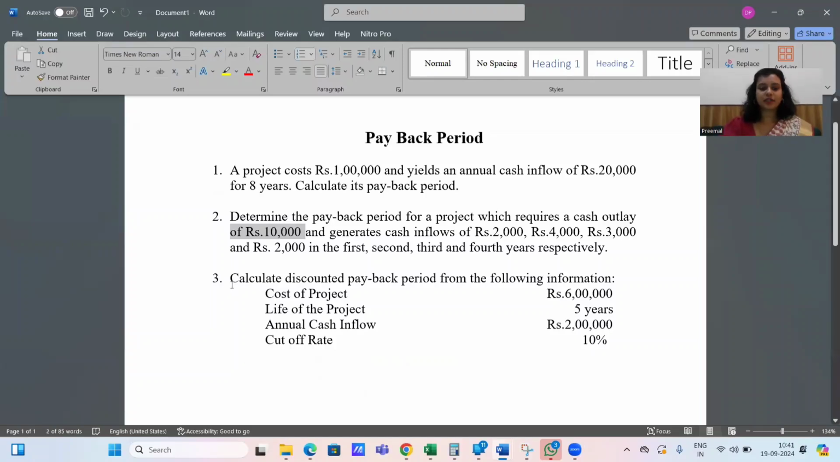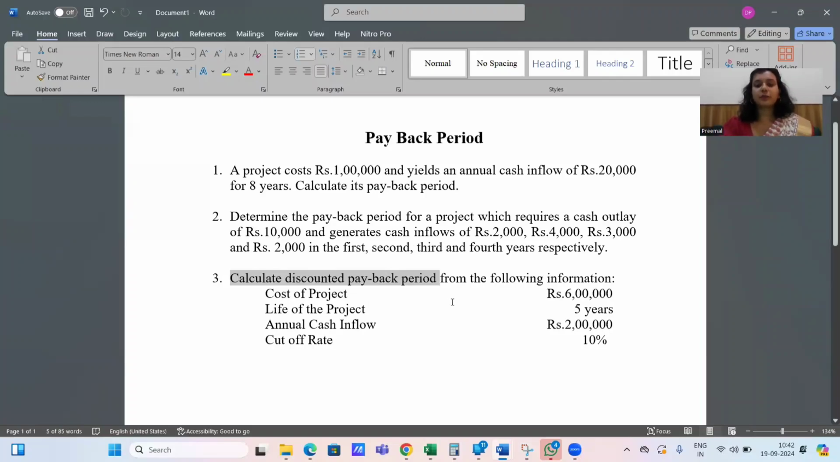Let's look at the third question. Calculate the discounted payback period from the following information. Cost of the project is 6 lakh. Life of the project is 5 years. Annual cash inflows are 2 lakhs and the cutoff rate is 10%. Now, the cutoff rate is the discount rate that is given to us in order to find out the present value of the cash flows.